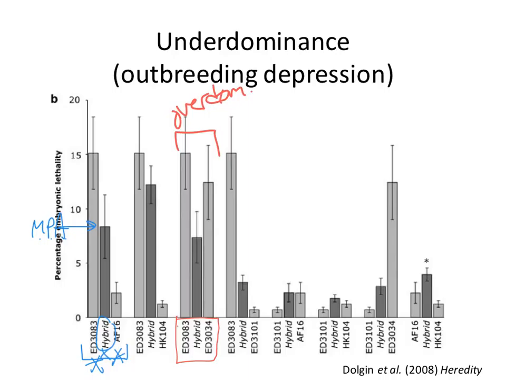Okay, so now you should be asking, well, why is he showing us this slide if this is supposed to be talking about underdominance? So somebody find me an example of underdominance. You have AF16 and HK104. Yeah, the last one. If you cross the populations AF16 and HK104, they both have a very small frequency of embryonic lethality, but when you mate them together, their F1 hybrids themselves lay a lot of eggs that have a statistically significantly different, increased number of embryos, that asterisk, increase in embryonic lethality in their F1s. So that's an example of outbreeding depression.